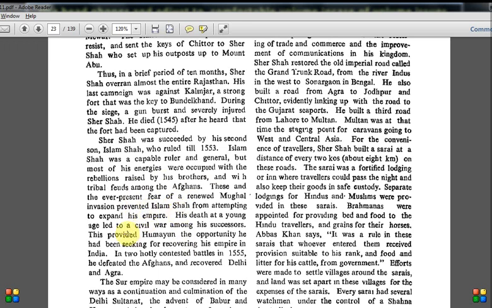His death at a young age led to a civil war among his successors. This provided Humayun the opportunity he had been seeking for recovering his empire in India. In two hotly contested battles in 1555, he defeated the Afghans and recovered Delhi and Agra. So this is the gist actually.